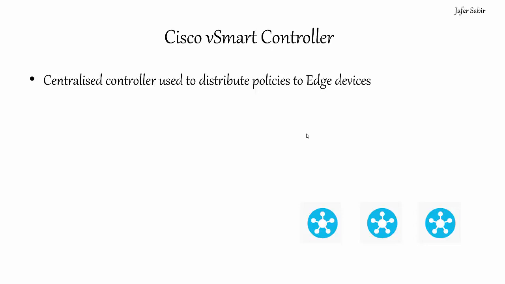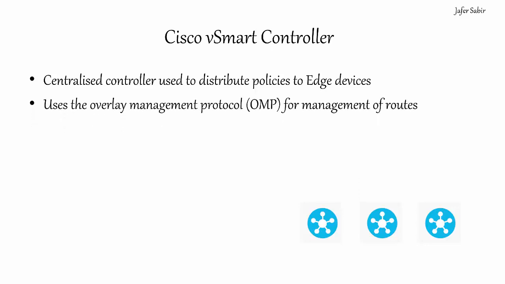vSmart manages the routing decisions for Edge devices using the Overlay Management Protocol for management of routes, and vSmart sends all of the control plane information needed to build tunnels between the Edge routers using the Overlay Management Protocol. So when the control plane discovers all routes, these are shared with all the Edge routers, reflecting them back to the Edge devices, which is similar to a route reflector in the BGP world.